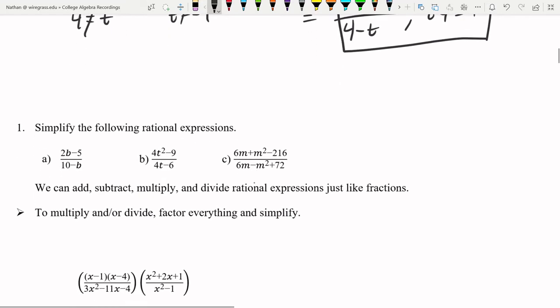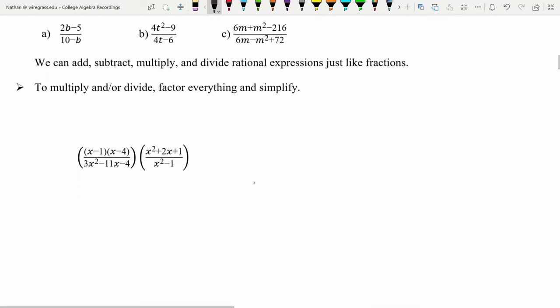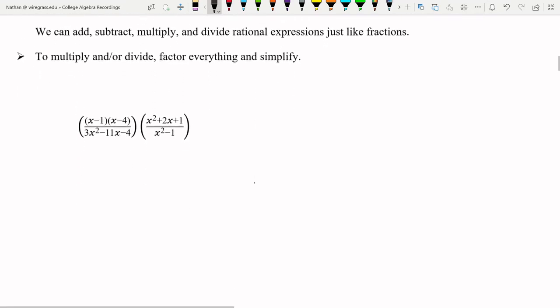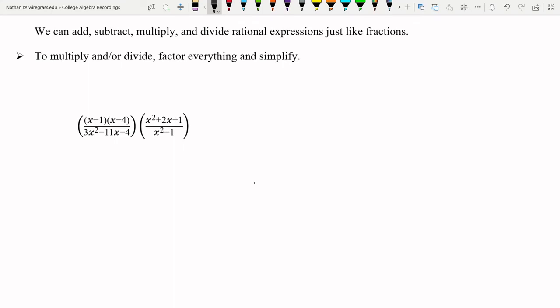All right, go ahead and try out number 1. Now, we can, of course, do operations on rational expressions just like they are for fractions. So think of the rules for fractions, and those are going to help guide you on how to do these things for rational expressions. To multiply and divide, these are easier to do than adding and subtracting fractions. To multiply and divide, we're going to factor everything and simplify.